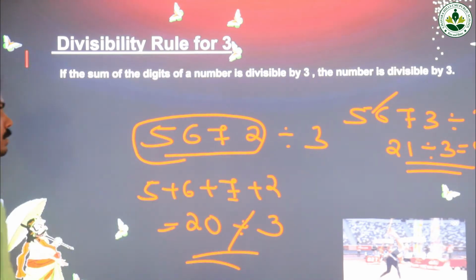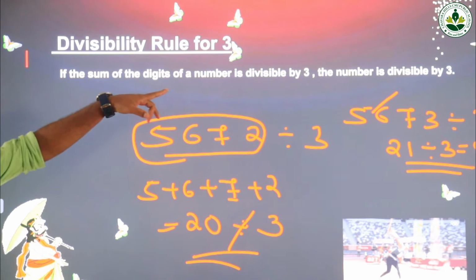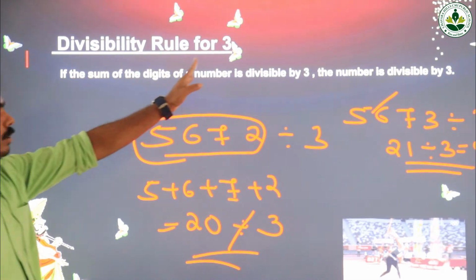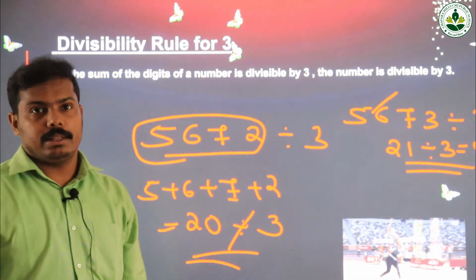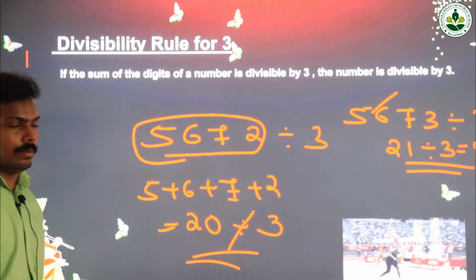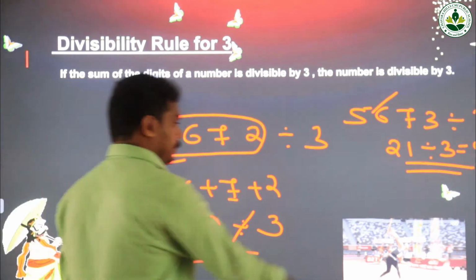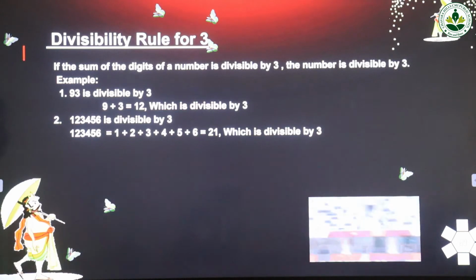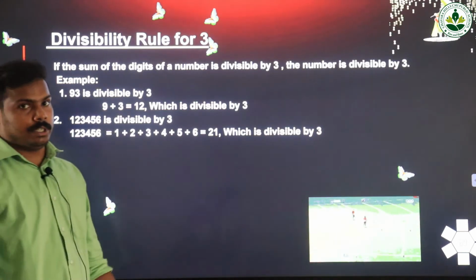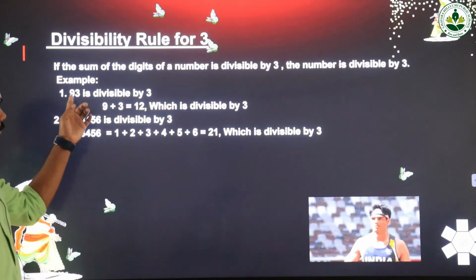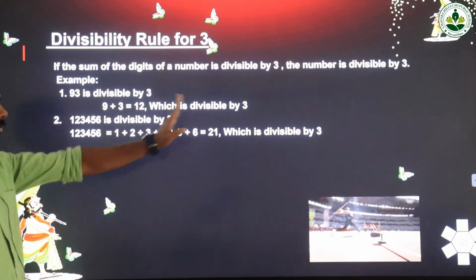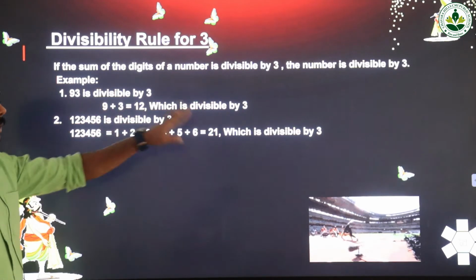The divisibility rule for 3 is, if the sum of the digits of a number is divisible by 3, then the number is divisible by 3. Here you can see some examples. First one, is 93 divisible by 3 or not? We need to check the sum of the digits of the number. 9 plus 3 is 12, which is divisible by 3. So the number is divisible by 3.